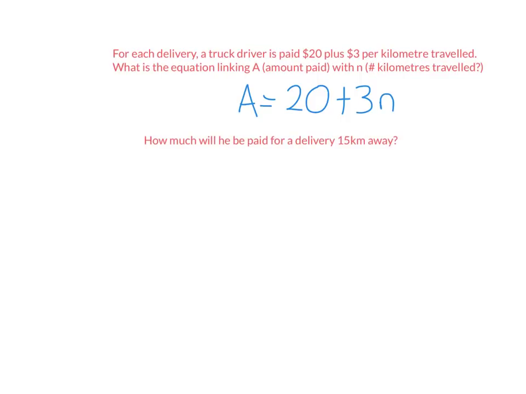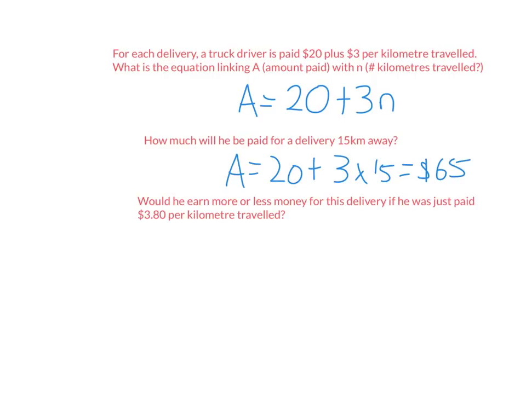So how much will he be paid for a delivery 15 kilometres away? Well, N is the number of kilometres. So it's just saying what will A, the amount paid, be if N equals 15. So all we have to do is take our equation and change N to 15. So 20 plus 3 times 15 is $65. All right, how easy is that?